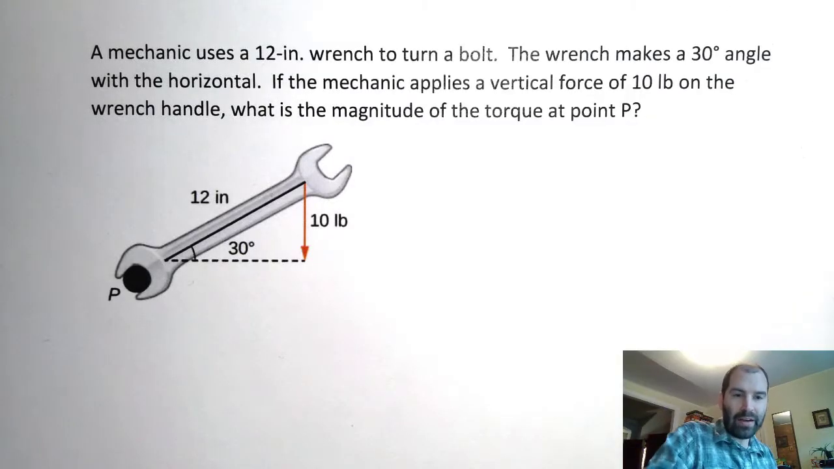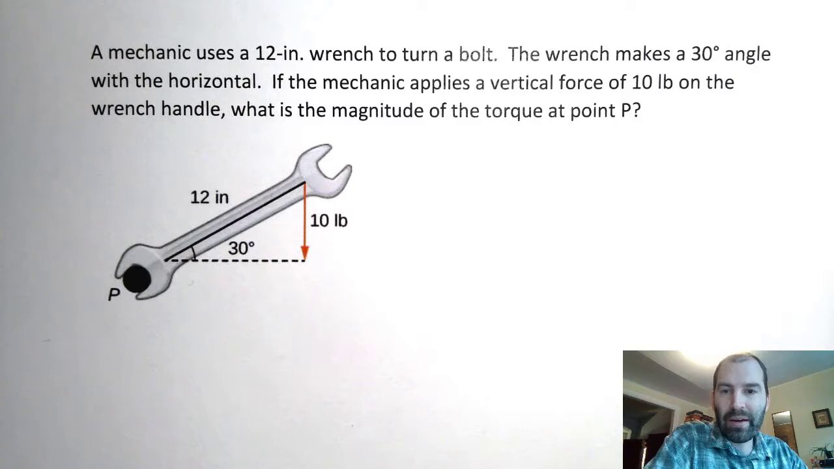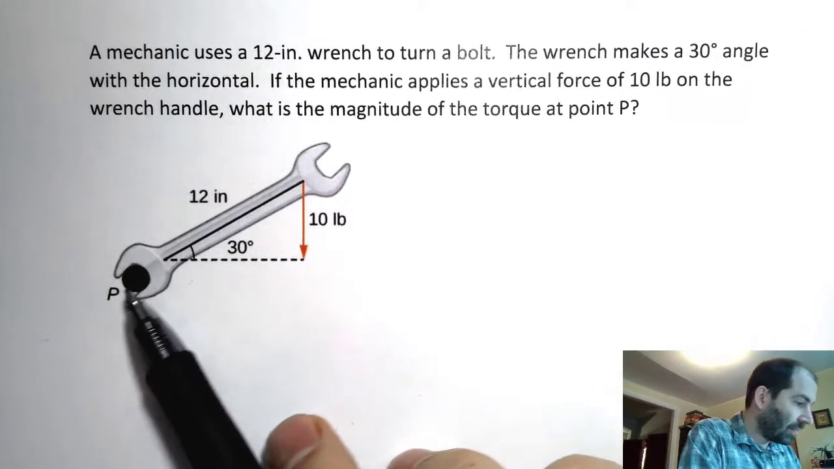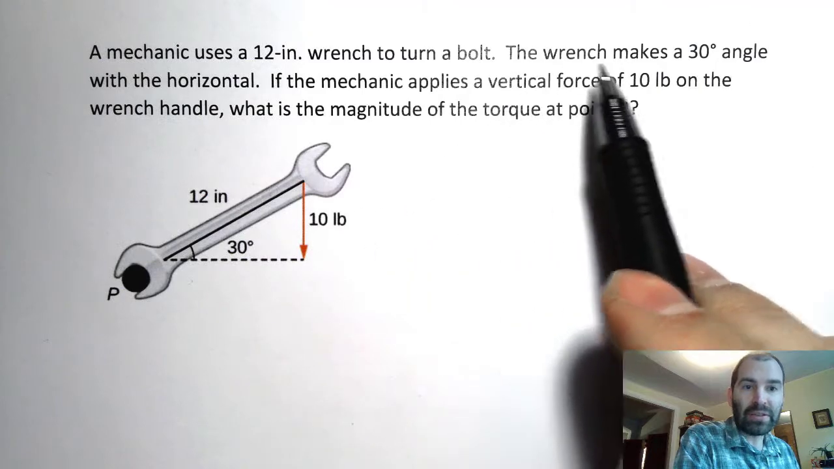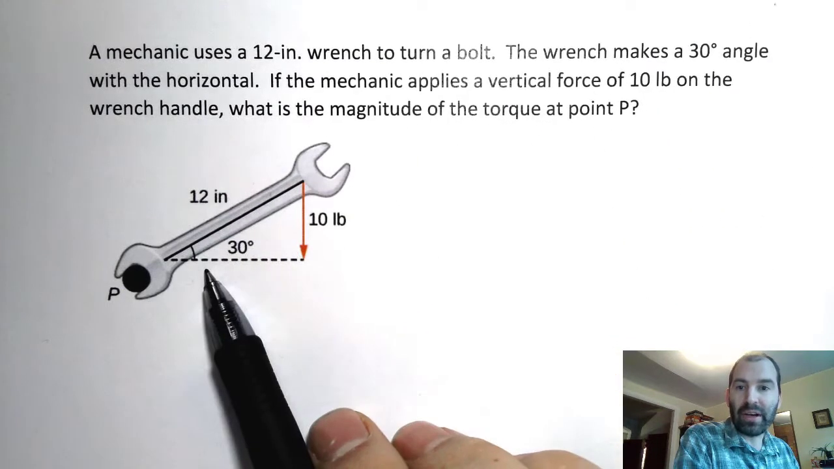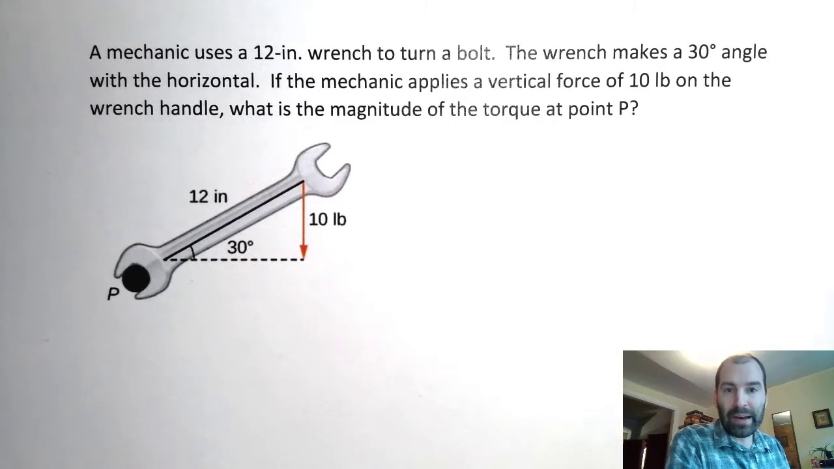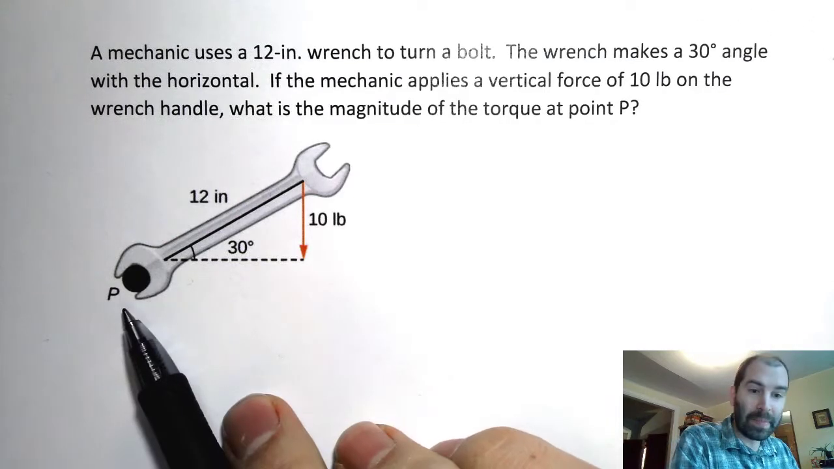Okay, so here we have an application. We have the wrench, and here's the nut. The wrench makes a 30-degree angle with the horizontal. If the mechanic applies a vertical force of 10 pounds on the wrench handle, what is the magnitude of the torque at the point P?